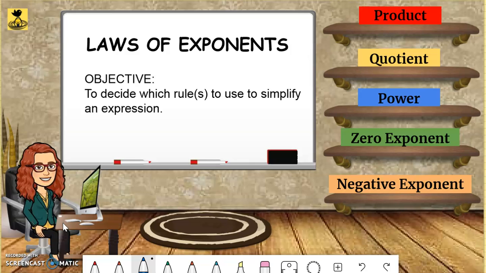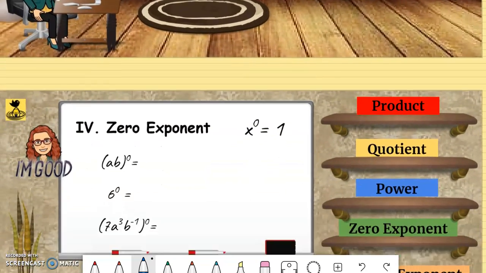So today, we will continue with our discussion about the laws of exponents. In the past video, we already talked about the product, the quotient, and the power law. So today, we will continue the discussion on the zero exponent and the negative exponent. So we are still on the laws of exponents, part 2, and the objective is to decide which rule or law or laws to use to simplify an expression. So let's go straight away to the zero exponent.